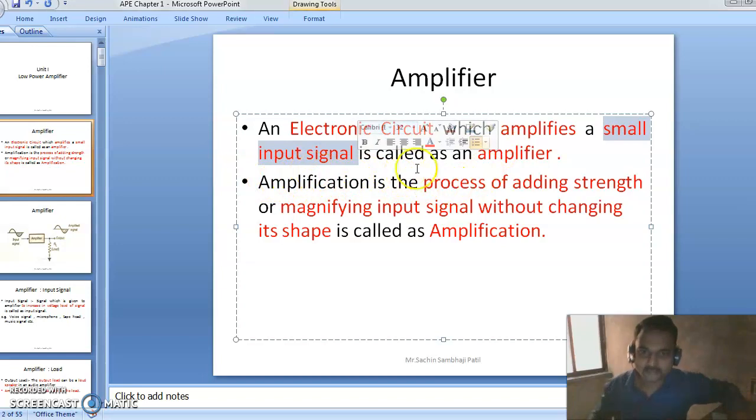Amplification is the process of adding strength or magnifying the input signal without changing its shape. Without changing the shape of the input signal, amplifying or magnifying the input signal is called amplification. It is a process of adding strength or increasing the strength of the input signal.